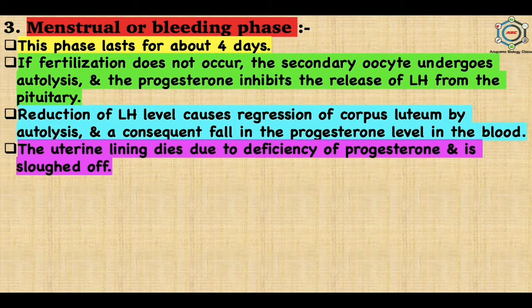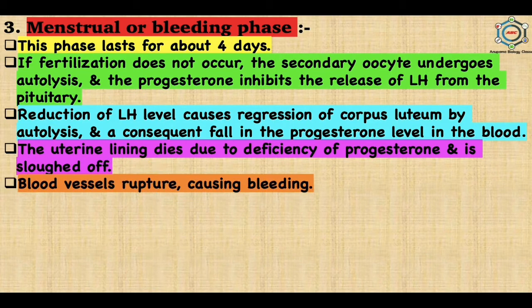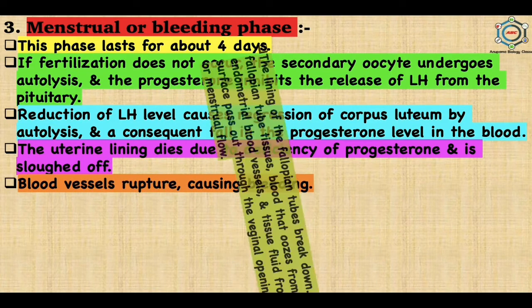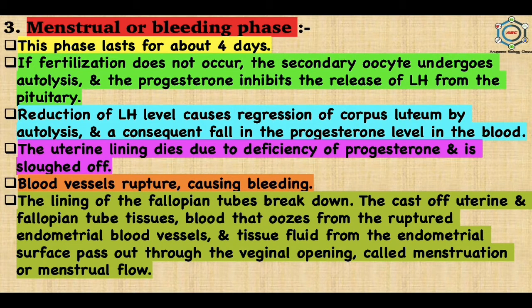The uterine lining dies due to deficiency of progesterone and is sloughed off. Now the blood vessels rupture causing bleeding and the lining of fallopian tubes breaks down. The cast of uterine and the fallopian tube tissues, blood that oozes from the ruptured endometrial blood vessels and the tissue fluid from the endometrial surface pass out through the vaginal opening called the menstrual flow or menstruation, and this is also known as weeping of uterus.